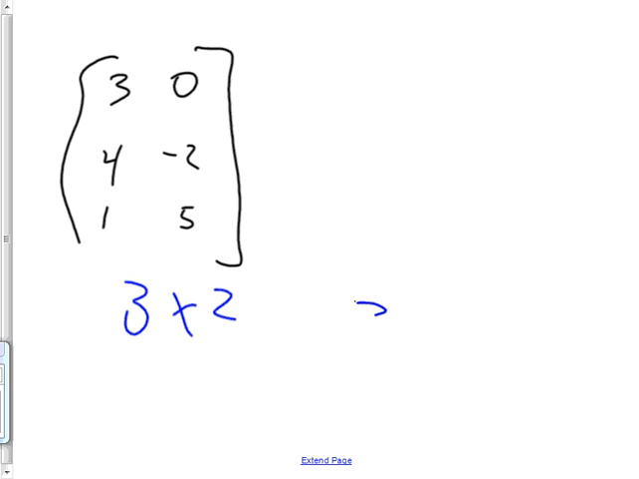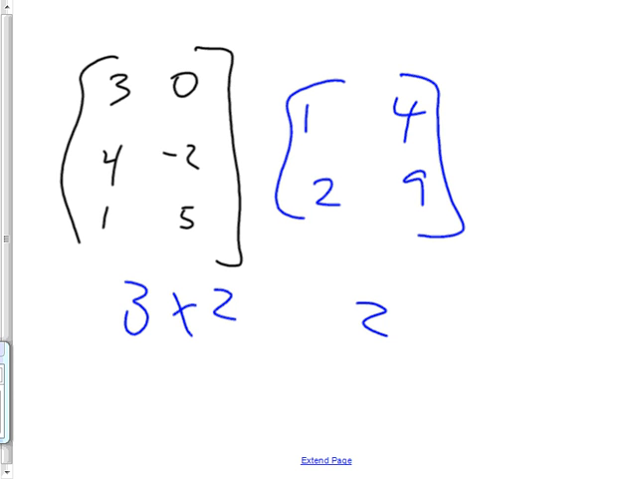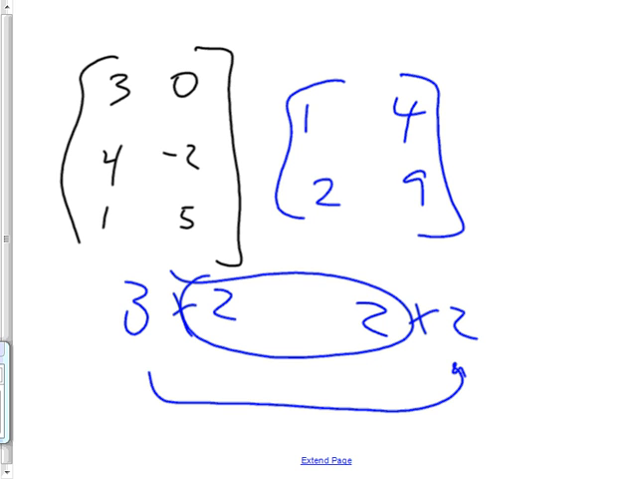Because as long as this number matches, okay, so it needs to have two rows. So I'm going to make it like this, 1, 4, 2, 9. Now can I multiply it? It's a 2 by 2. Yeah. And these two match up, and your answer will be a what by what? A 3 by 2. Everybody go ahead and write that down, and then try to write for me what your answer matrix would look like, and put little eggs in there.